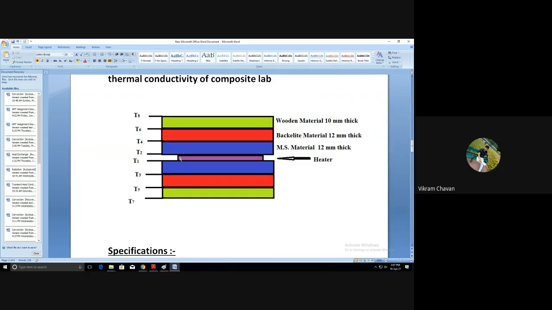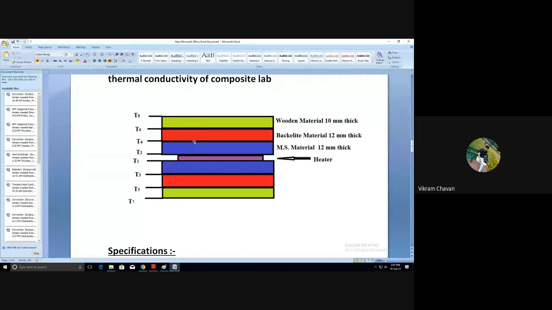Okay, so consider we have taken one composite wall. Not actually one, it is two composite walls. Here you can see the first plate, colored blue, is an MS plate having a thickness of 12 mm. Then this red one is a bakelite material plate, also having a thickness of 12 mm. And the green one is a wooden material having a thickness of 10 mm.